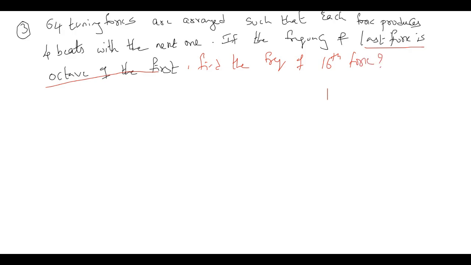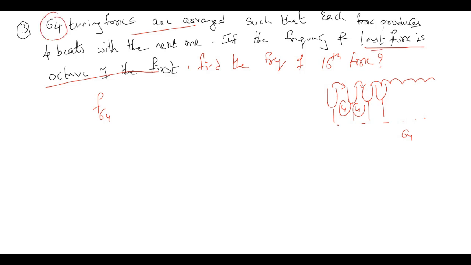So here there are tuning forks like this. They are arranged like that. 64 tuning forks are there. Now when this one touches this, 4 beats will be produced. When this one touches this, 4 beats. Like that, beat frequency will be common. Understood? Last one is nothing but the 64th fork. Octave means it is 2 times the first tuning fork. Yes, this is the meaning of octave to the first.